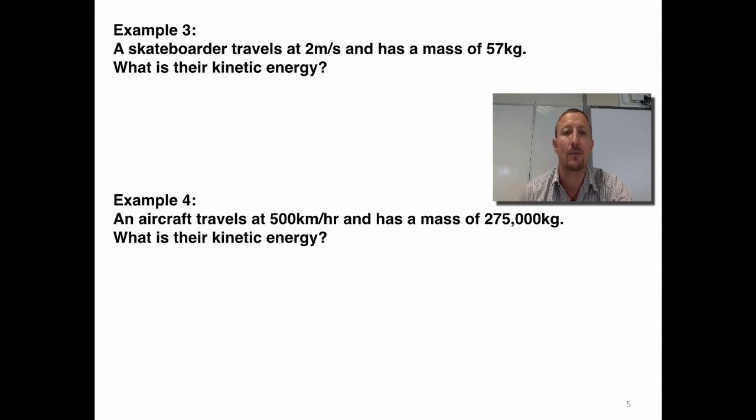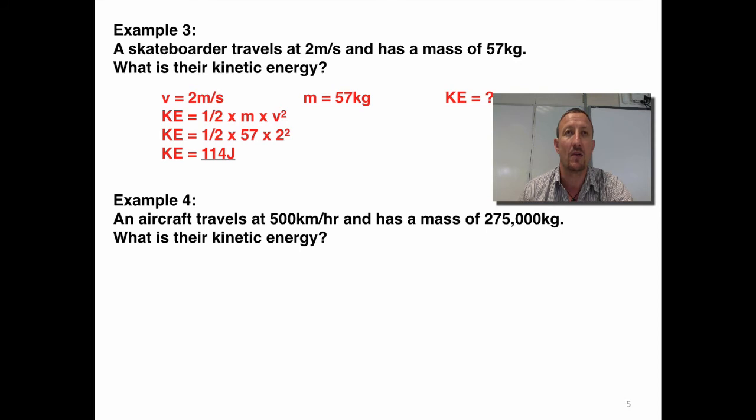Alright, well let's start off with example 3. We've got a skateboarder who travels at 2 meters per second with a mass of 57 kilograms. So let's write down what we already know. The velocity is 2 meters per second, the mass is 57 kilograms, and the kinetic energy has got to be found. The kinetic energy can be found by a half times the mass times the velocity squared. So let's substitute in for those variables. I get a half times 57 times 2 squared, hit the equals on your calculator, 114 joules. Should be getting fairly easy now. Hope you got it right.